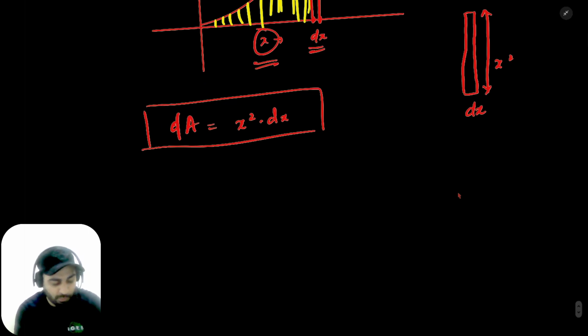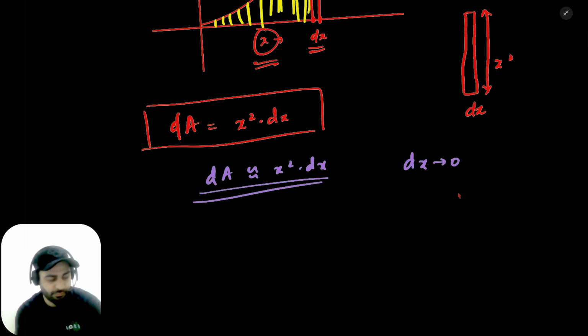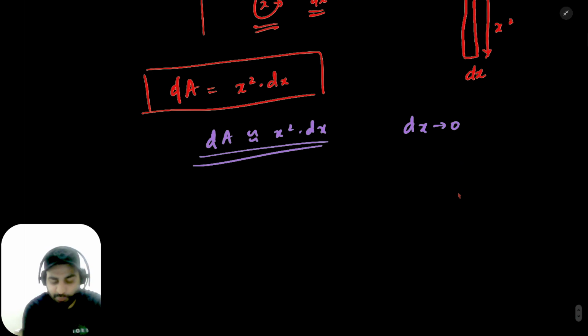Now, this is basically an approximation. So dA is approximately equal to x square dot dx. The more dx tends to 0, the more accurate this will become. Okay, so let's suppose the area, when slightly nudged, gives us a change in area.